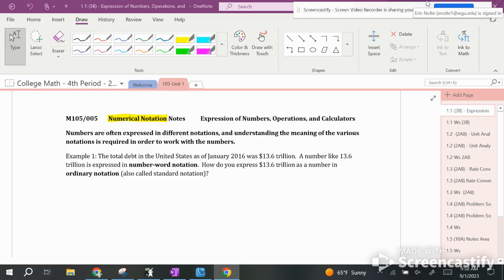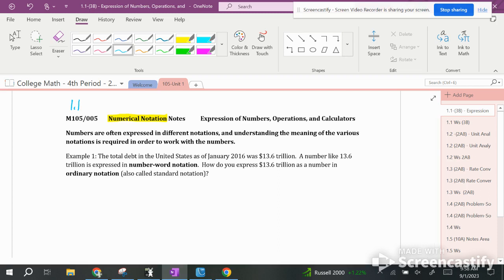Okay, so the first lesson, I'm calling this 1.1 because it's not officially labeled. 1.1 is numerical notation. Okay, so different ways to represent really big or really small numbers. Numbers are often expressed in different notations, and understanding the meaning of the various notations is required in order to work with numbers. So our first example.